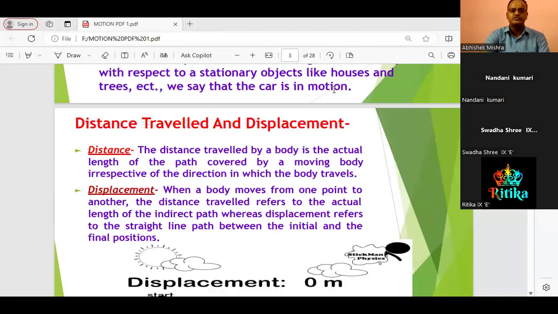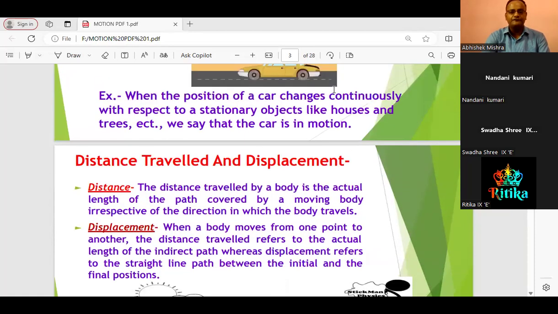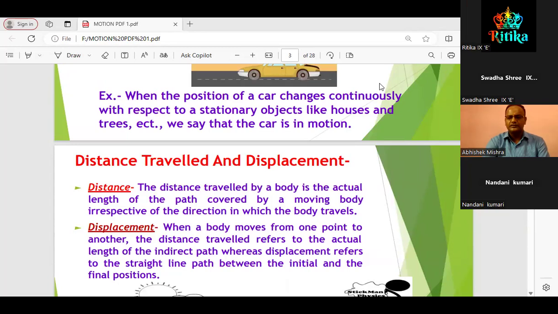Yes, definitely, students, when a body moves from one point to another, the distance travelled refers to the actual length of the indirect path, whereas displacement refers to the straight line path between the initial and the final position. Now, if I ask you, between distance and displacement, which physical quantity can be zero? The value of which physical quantity can be zero between distance and displacement?